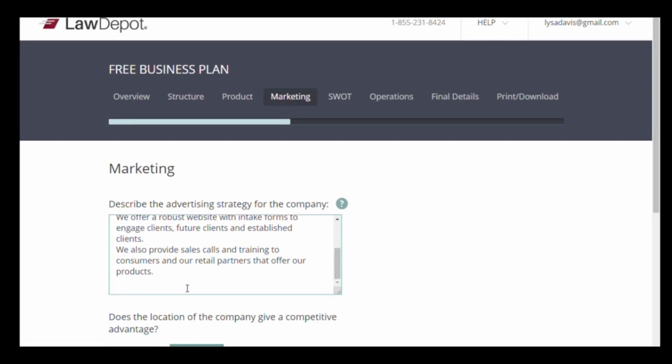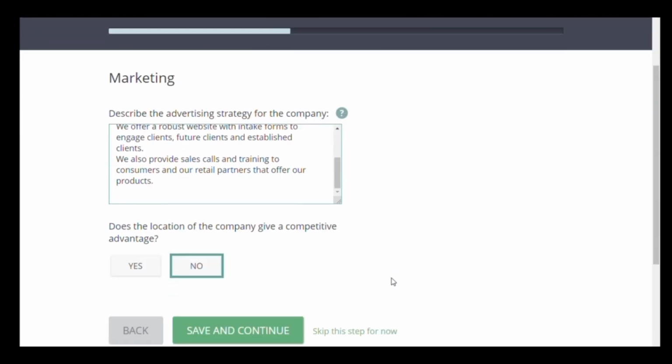So something like that. You want to talk about all the different ways that you are marketing your product and service and gaining visibility for your business. Again, this shows how you're going to generate revenue. So you want to put a lot of time into this, because it's very important to show the bank or the lender how you're going to generate revenue.